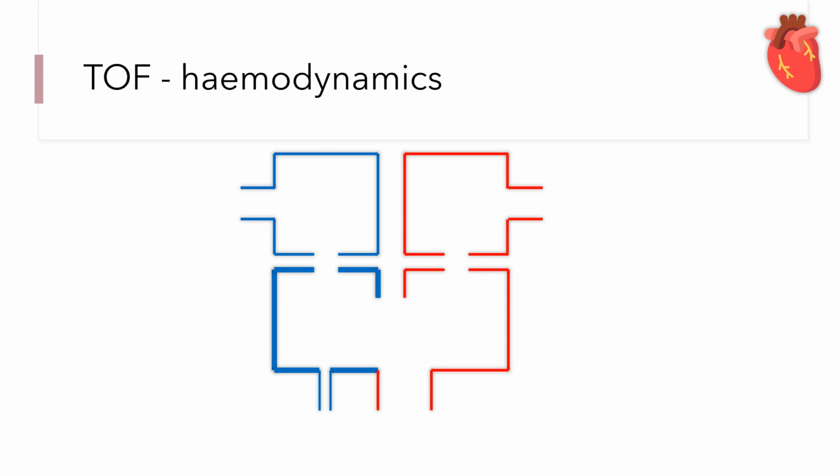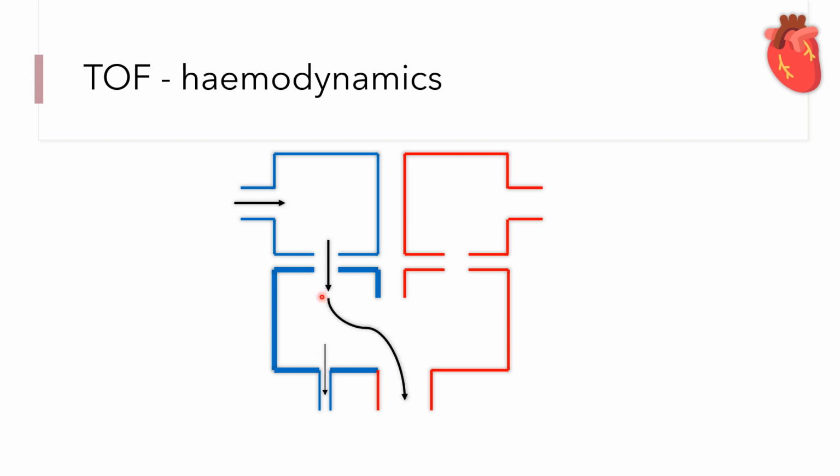So what is the hemodynamics of tetralogy of Fallot? Hemodynamics means first the deoxygenated blood will come from the superior vena cava and inferior vena cava into the right atrium. From the right atrium, the blood will obviously go into the right ventricle via the tricuspid valve. Now look at the right ventricular outflow tract. Now the blood in the right ventricle has two possible ways to go.